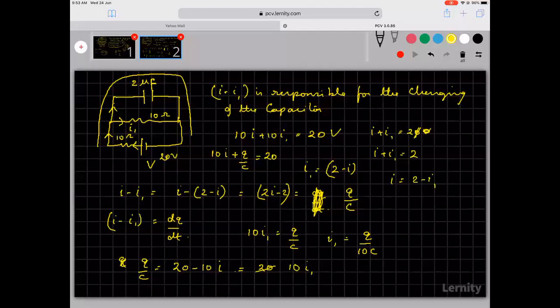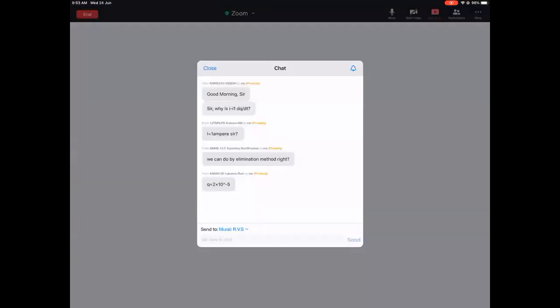Okay, so ideas are not coming today. So let us see. We can do by elimination method, right? What do you mean by elimination method? I don't understand. Sir, I is equal to 1 ampere. No, I is equal to 1 ampere only when steady state has reached.